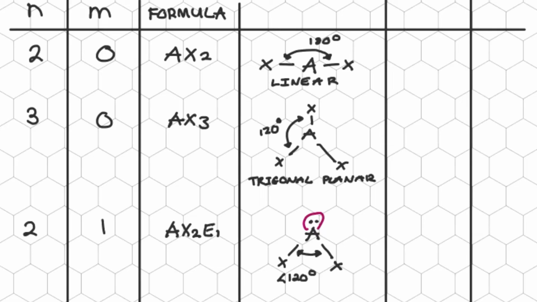However, this one is not going to be linear anymore, and it's not trigonal planar. Why? Because a lone pair is not going to affect the 3D structure as much as having neighboring atoms around it, the way the AX3 had. So we call this one a bent molecule.